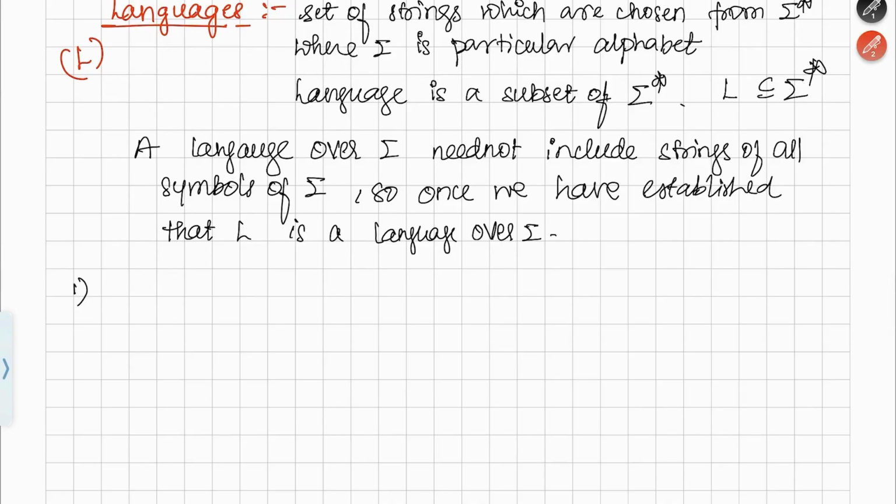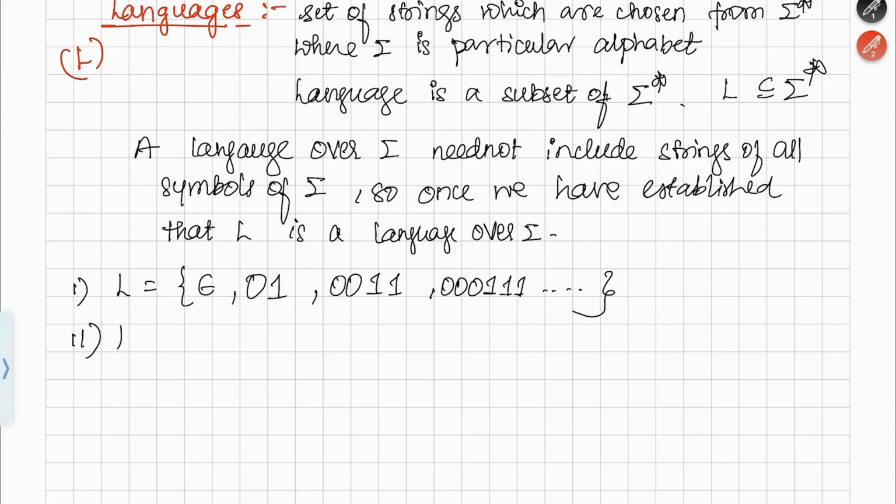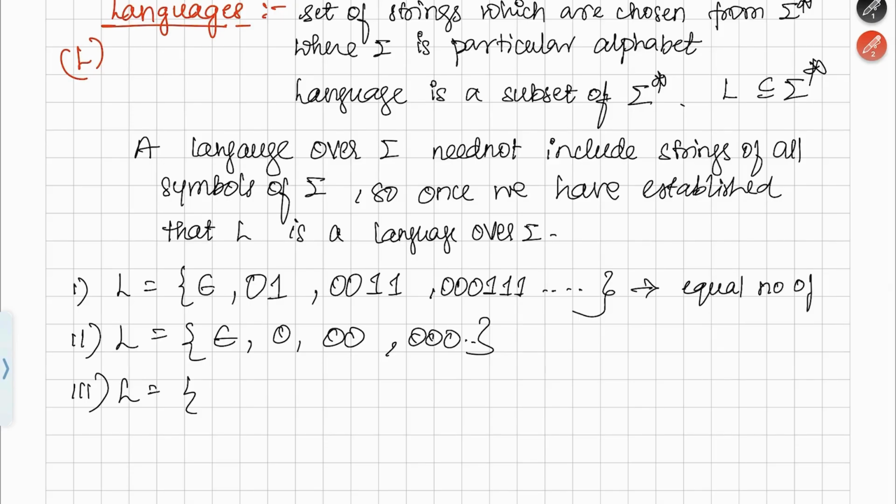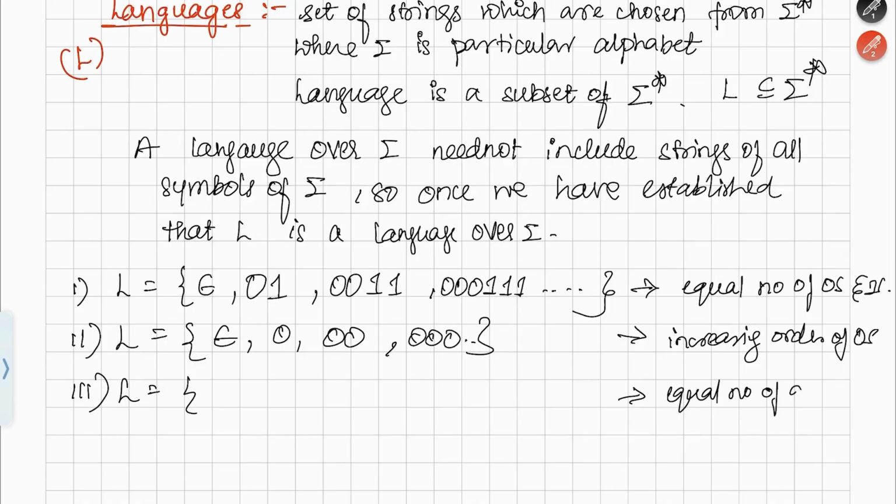The language of all strings consisting of n zeros followed by n ones, with an equal number of zeros and ones. For that I can write the language as either empty, or 10 and 11, or an equal number of zeros and ones, and so on. Next, a string of only zeros: either empty, or 0, 2 zeros, 3 zeros, and so on. This was equal number of zeros and ones, in increasing order of zeros. For example, if I consider lowercase symbols, I can write an equal number of a's and b's.